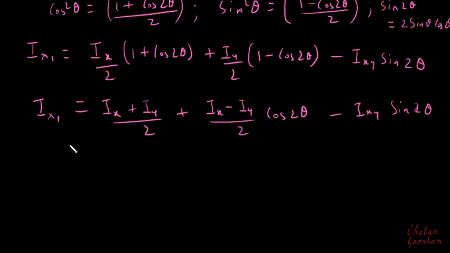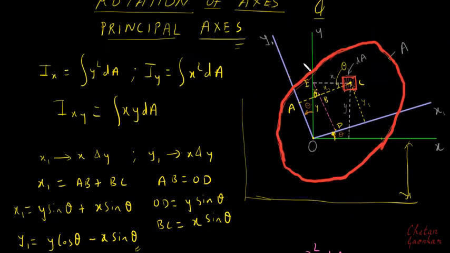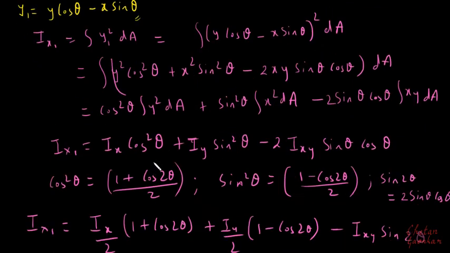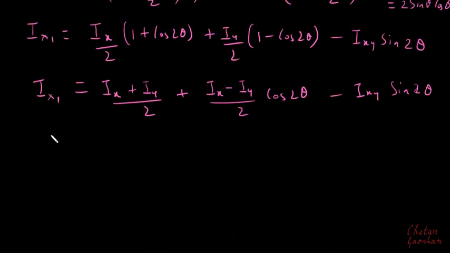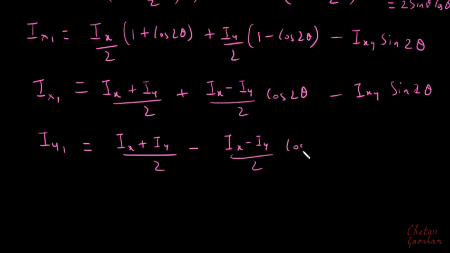Now similarly, if I try to obtain Iy1, that is the moment of inertia about the new axis y1, then with the same analysis I can very well find that Iy1 will be equal to Ix plus Iy by 2 minus Ix minus Iy by 2 cos 2 theta plus Ixy sine 2 theta.